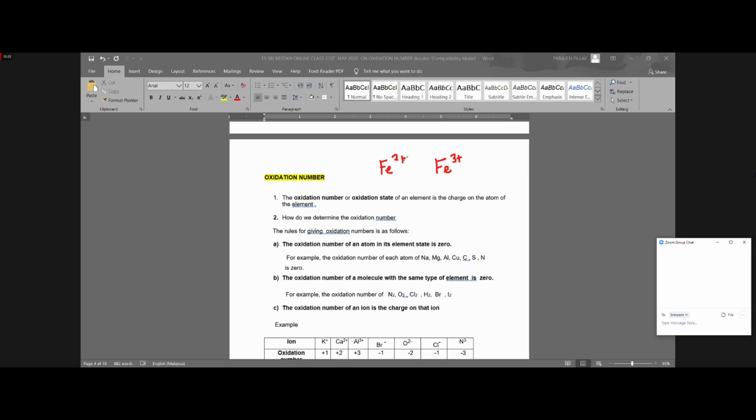Understand? This is specially for transition metal compounds. Okay, so we'll come back to now. This one is a definition. They won't ask you in SPM. They just ask you to calculate.